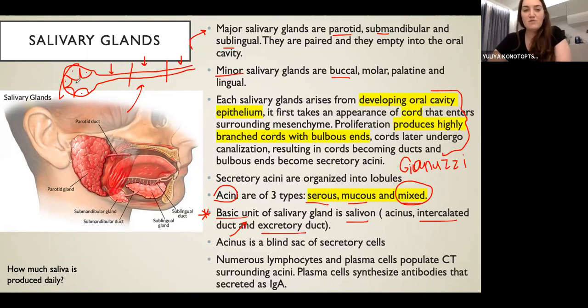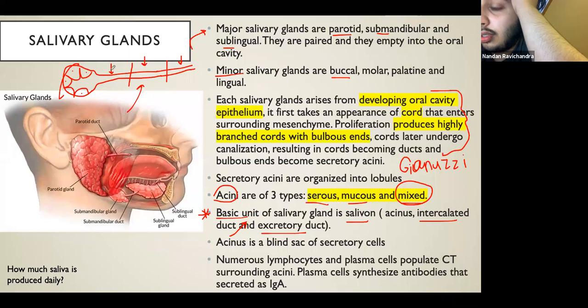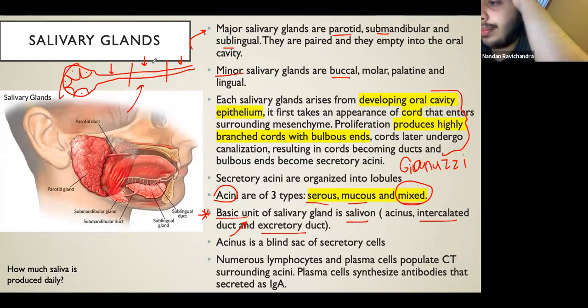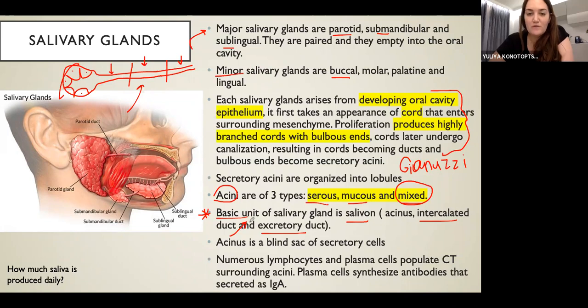Which duct comes from the acinus? Intercalated. So this first portion is intercalated. Which one continues? Striated, and then excretory. Okay, so do not forget that striated duct is part of the saliva. Please do not forget it. It's very important for your self-control test, so it's going to be included there.